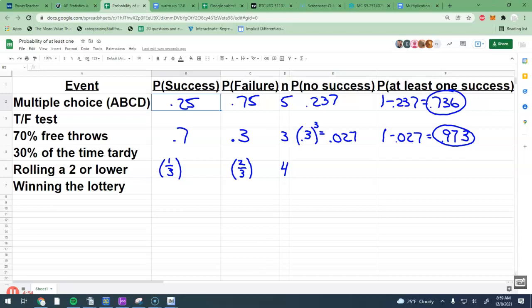It's 2/3. Yeah, it's not good. So it's 16 over 81. So that'll be the answer.